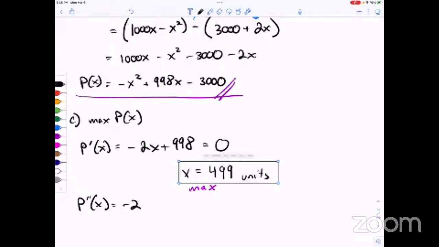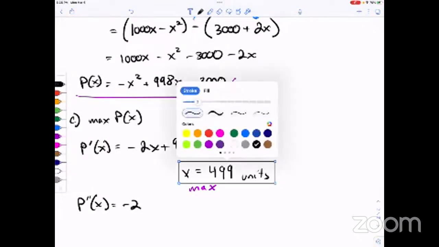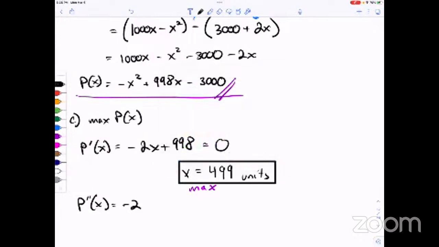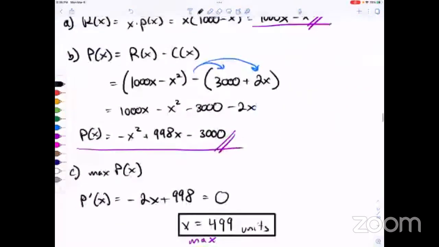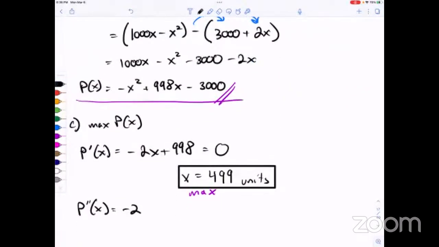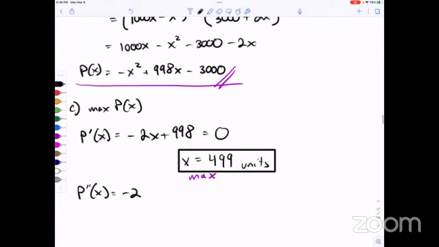Okay, let's keep going. Okay, that was C. And then D asks, what is the maximum profit? So if this is the X value that maximizes the profit, then the max profit is going to occur, basically, you plug this into the original, right? So then we want to find P of 499.